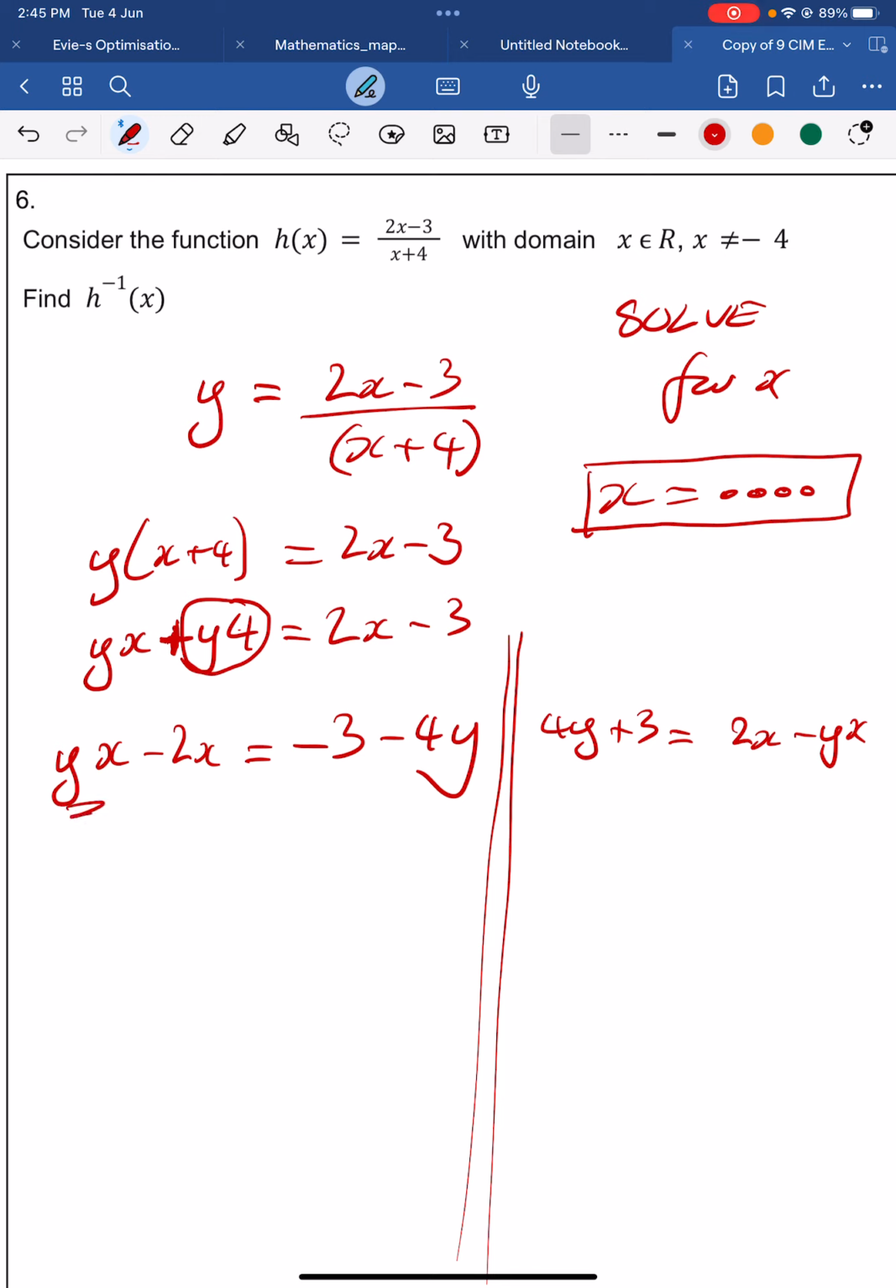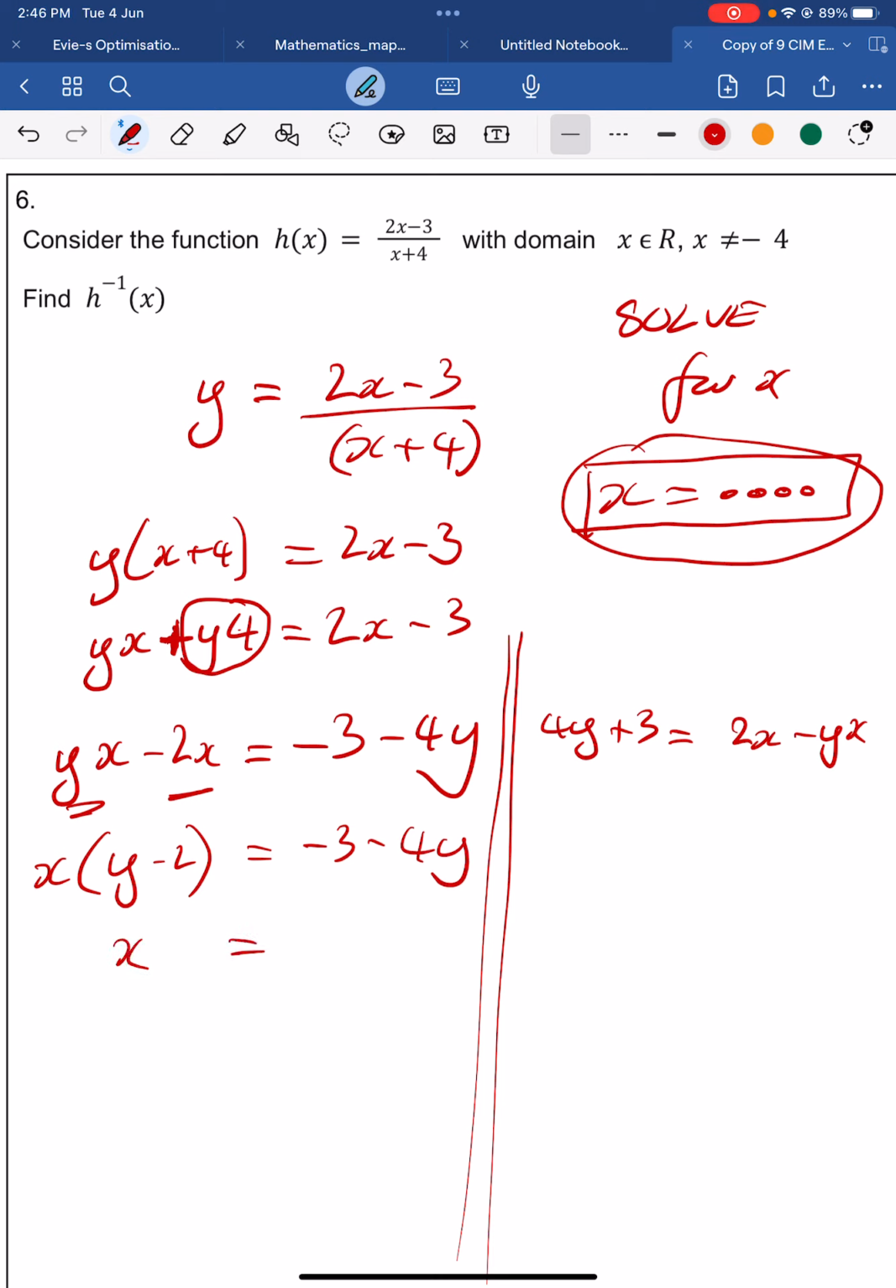x is in 2 locations, and we want x equals. So we factorize to get x in 1 location. And then we divide. That's pretty cool. Let's do the same on the other side. We factorize the x. And then we divide.